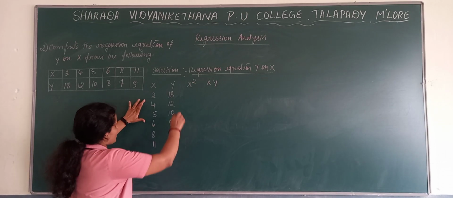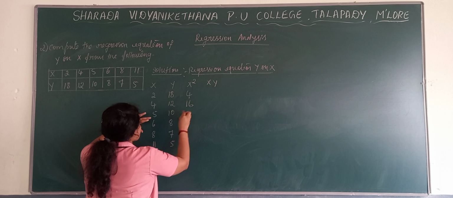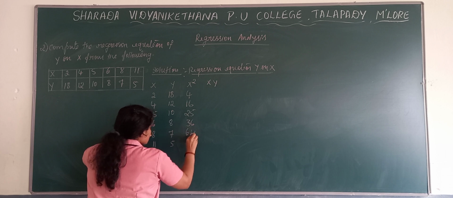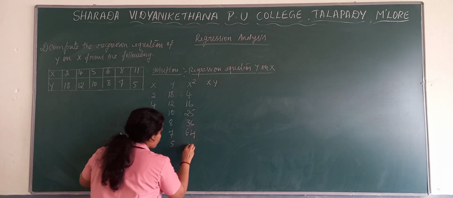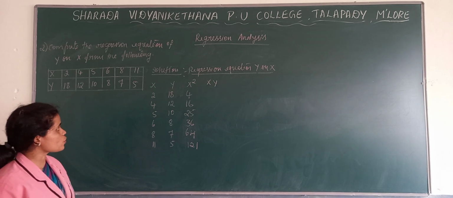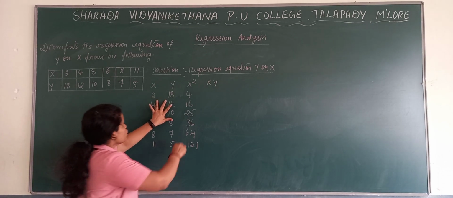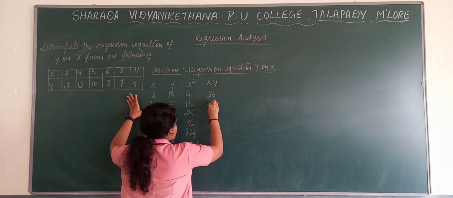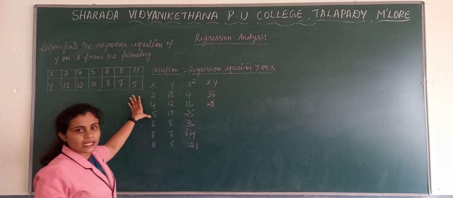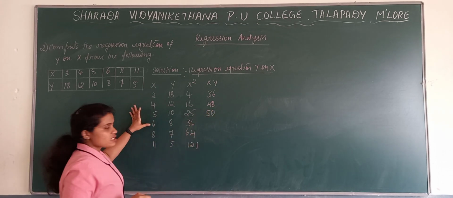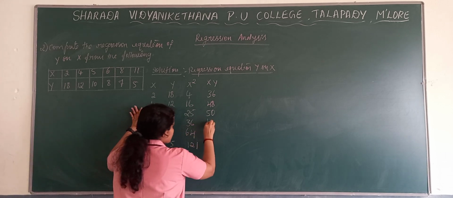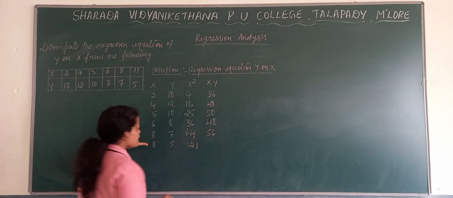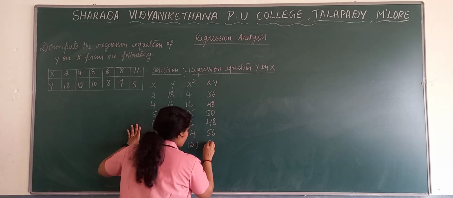Now we will find x square: 4, 16, 25, 36, 64, then 121. Next x into y: 2 into 18, 36. 4 into 12, 48. 5 into 10, that is 50. 6 into 8, we get 48. 8 into 7, we get 56. Then 11 into 5, we get 55.